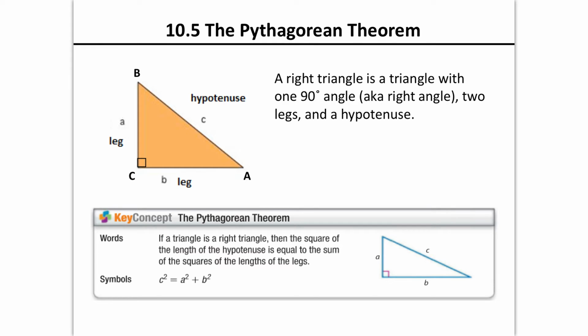Hey, what's up guys? This video is for section 10.5, which is the Pythagorean Theorem. Now, this theorem is used when we have a right triangle. So first, let's look at what is a right triangle.